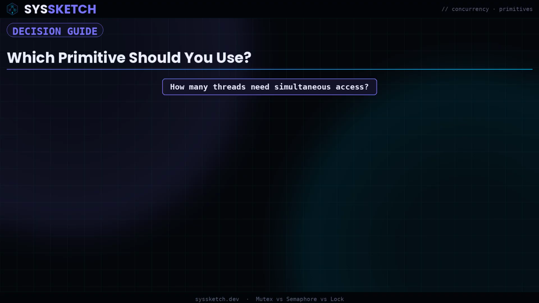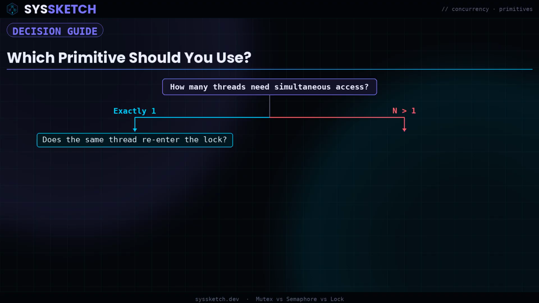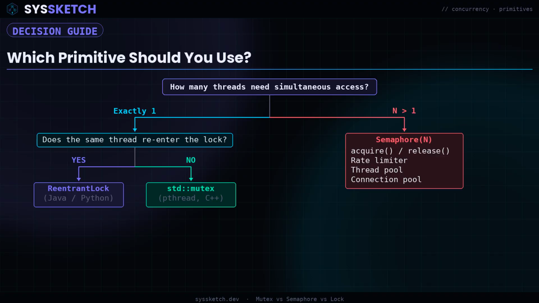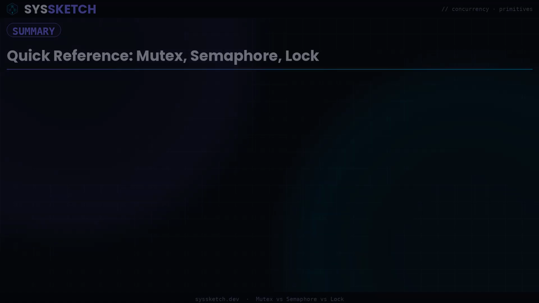Which primitive should you reach for? Start with this question: how many threads need simultaneous access? If the answer is exactly 1, you need a mutex or a lock. Then ask, does the same thread re-enter this lock from a recursive call or from a method that calls another synchronized method? If yes, use a Reentrant Lock. If no, a plain mutex or synchronized block is enough. If the answer is more than 1, you need a semaphore initialized to N, use it for thread pools, rate limiters, and connection pools. The decision tree is simple once you know what each primitive actually guarantees.